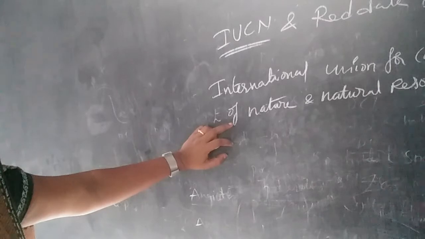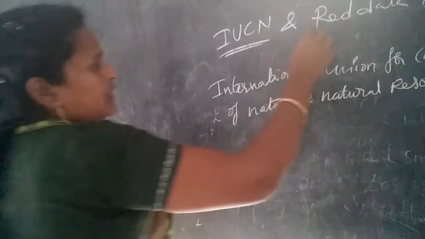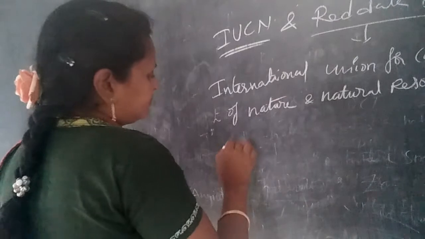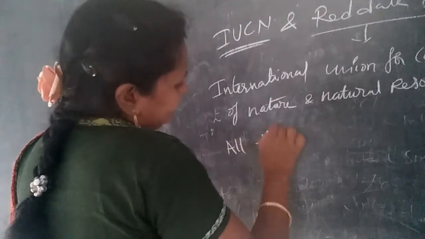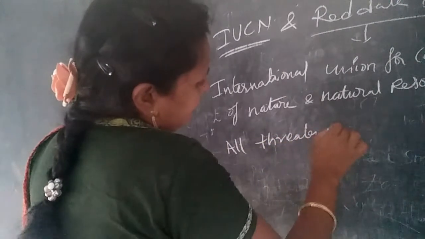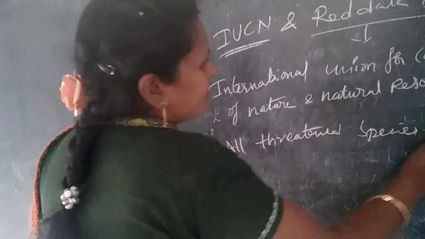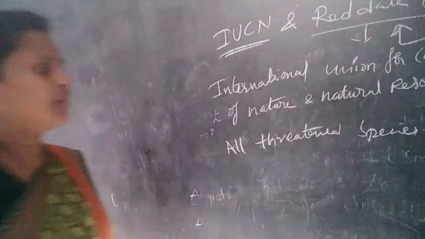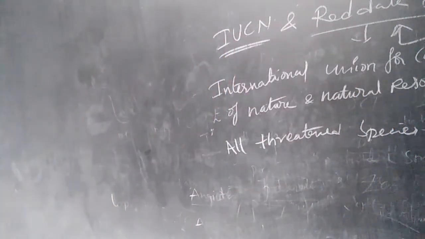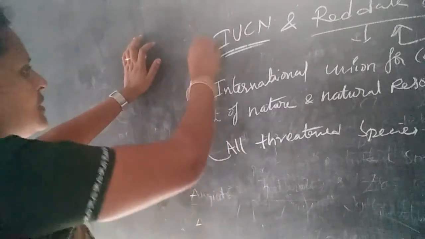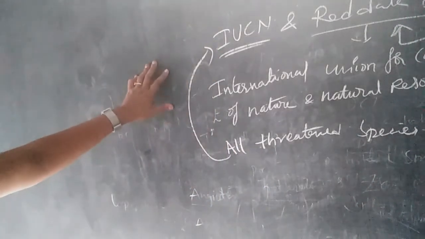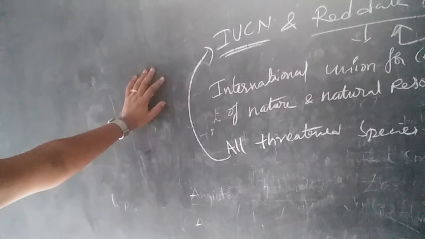All the threatened species are enlisted in the Red Data Book, and it is published by the IUCN. And these species are classified into different categories.